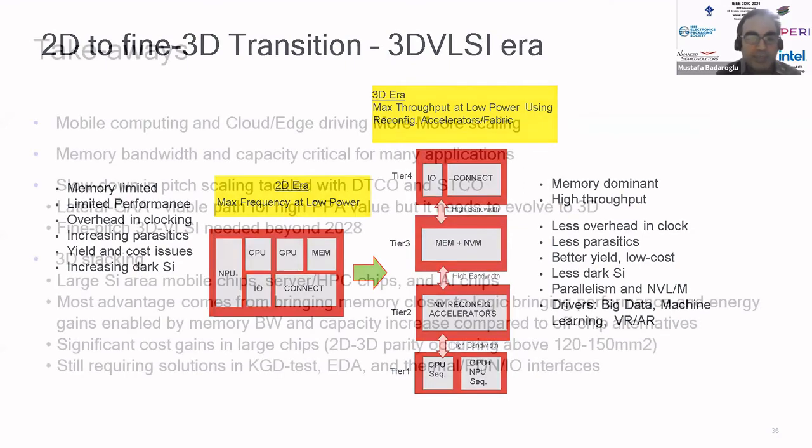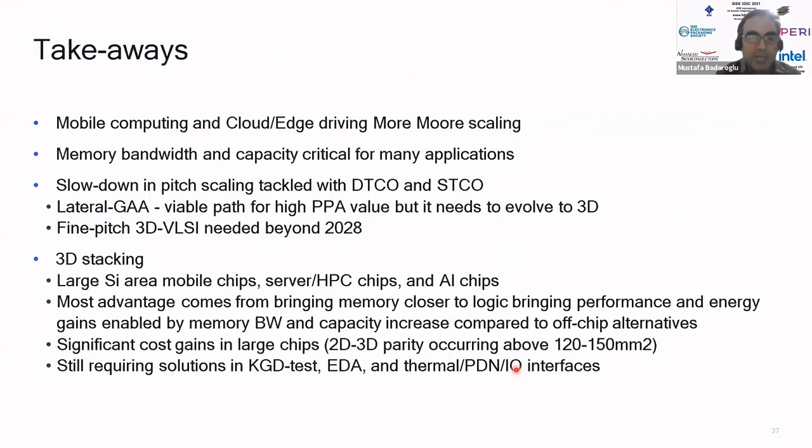And this brings me to the takeaway. I conclude my presentation here. So mobile computing, cloud, edge, these are driving more scaling. Memory bandwidth and capacity are extremely critical for enhanced PPA scaling, despite the fact that we don't have much improvement in power and frequency, but at system level, we have significant improvements in performance and energy if we provide memory bandwidth and capacity. Slowdown in pitch scaling, I've shown some examples of DTCO and STCO, lateral gate-all-around and fine pitch 3D VLSI as alternative.